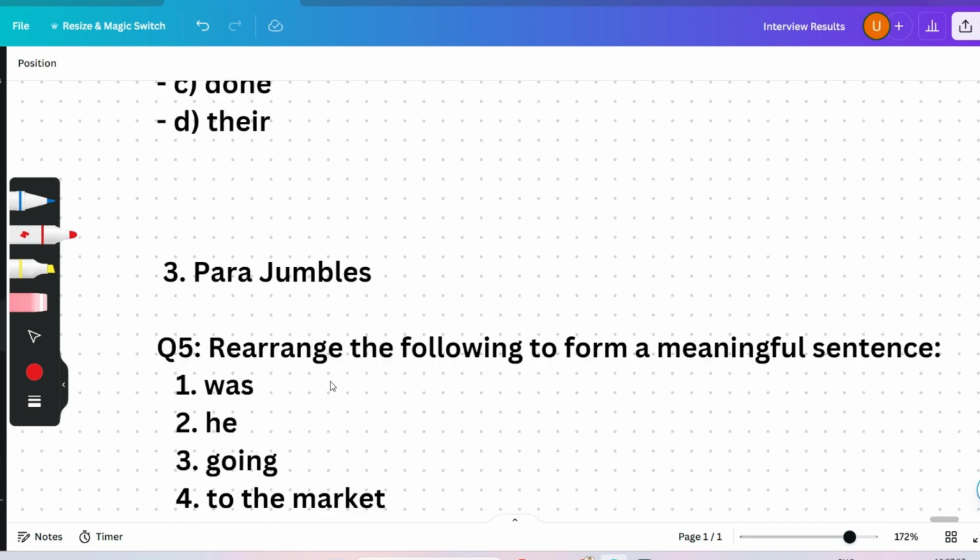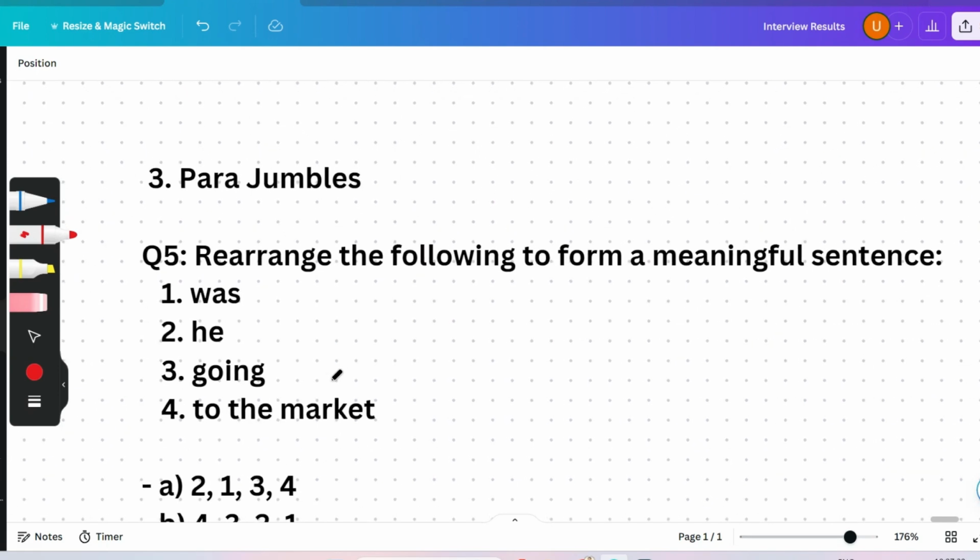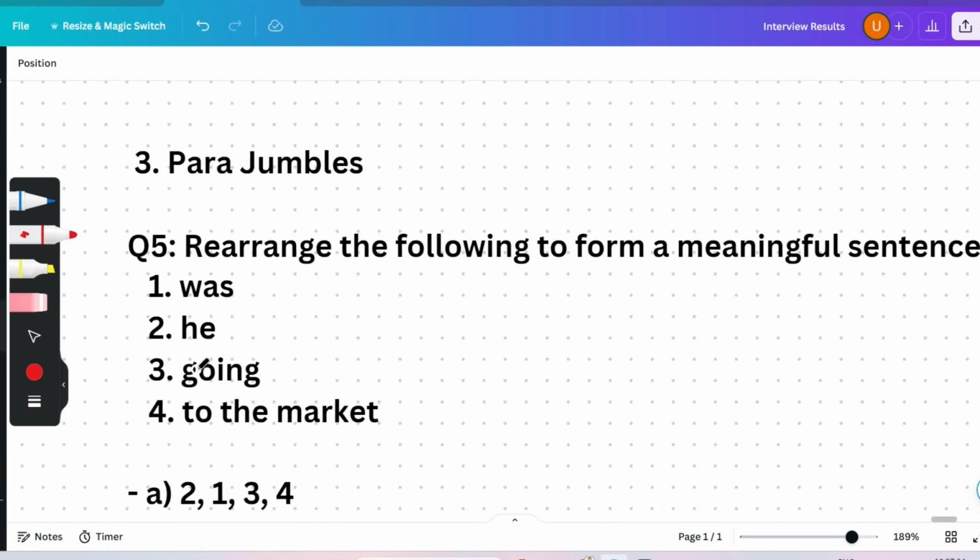So the next question is from parajumbles. In parajumbles you will have some order of the phrases or order of the words, and you have to rearrange those into a meaningful sentence.